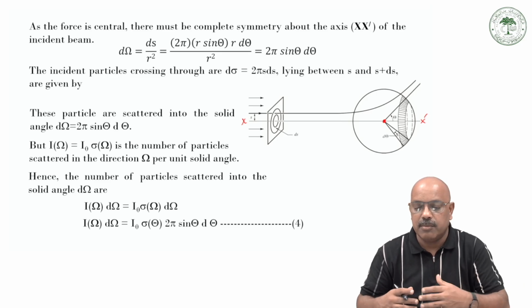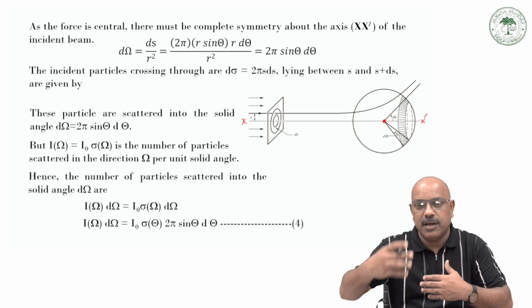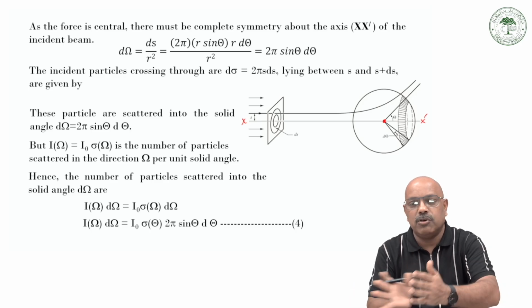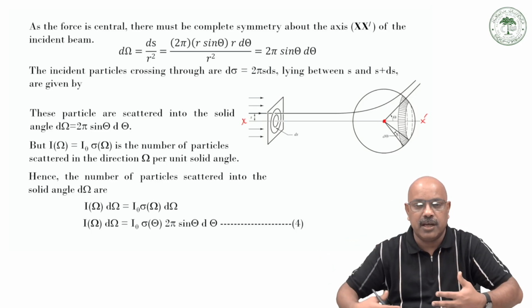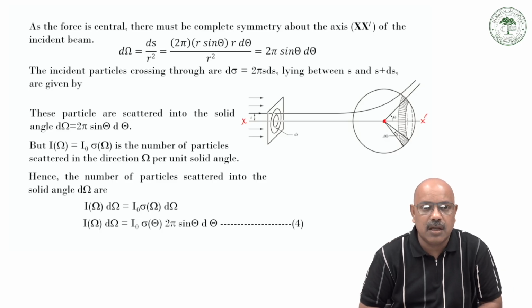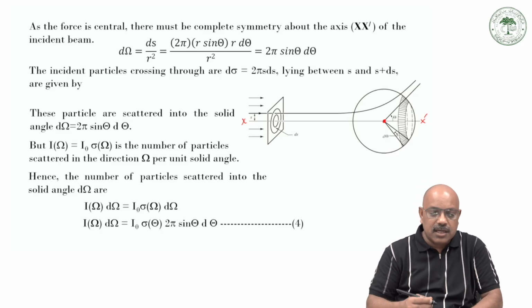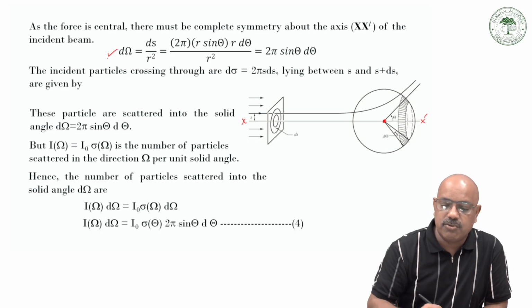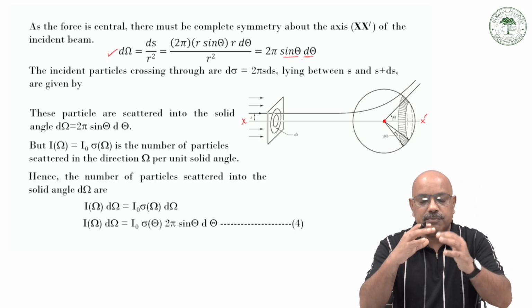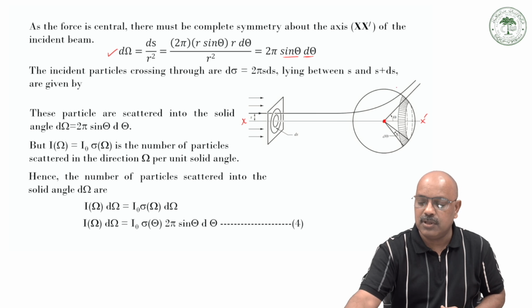That means the beam is coming from all the directions, and the reflection could be in all the directions. So you have a symmetry around this axis. Okay, so that's why the solid angle in this case is twice pi sine theta d theta, because you can make a solid sphere around the center.